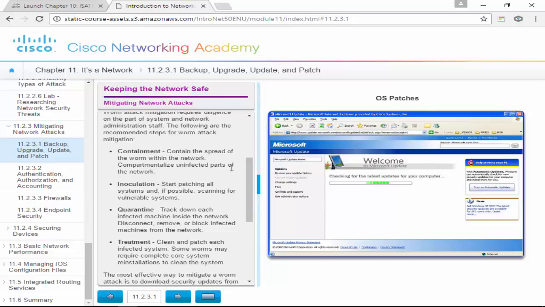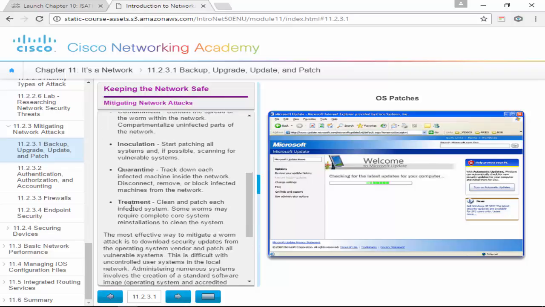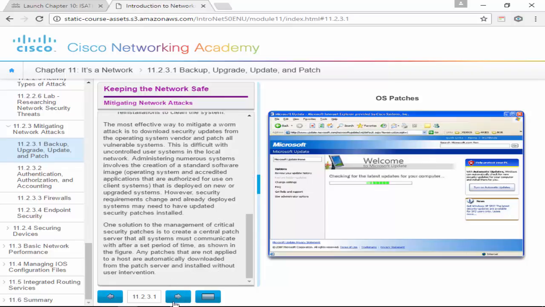Alright, so containing means contain the spread of the worm. So take the first device off the network, hopefully, and then start patching all systems where the vulnerability allowed the worm in. Quarantine: track down each infected machine inside the network, and disconnect, remove, or block the infected machines from the network. Then treatment: clean and patch every infected machine. Some worms may require complete core system reinstalls to clean the system. Alright.